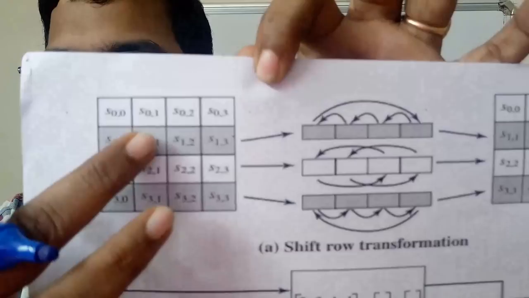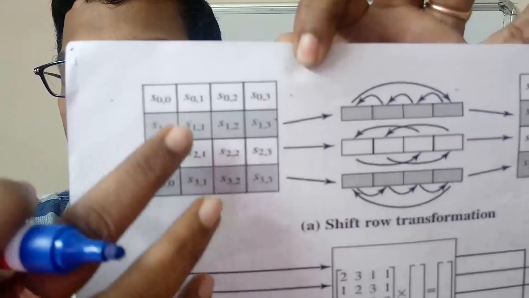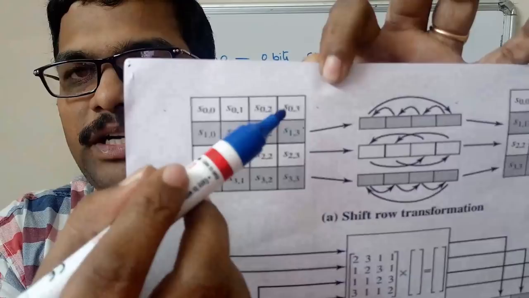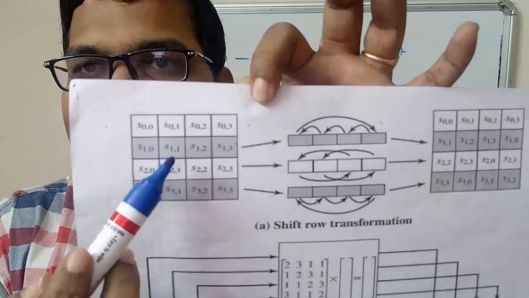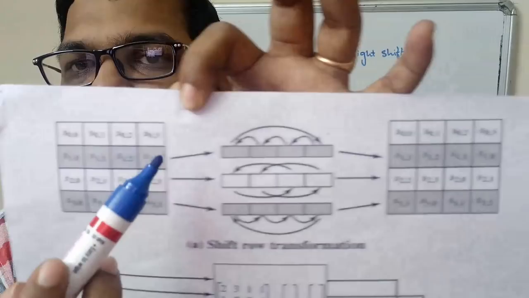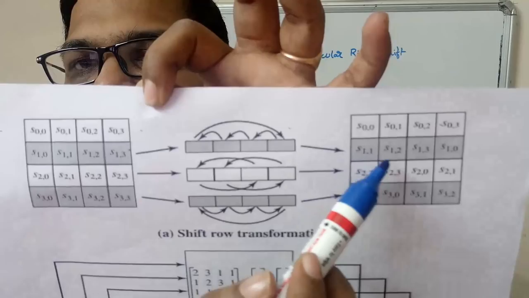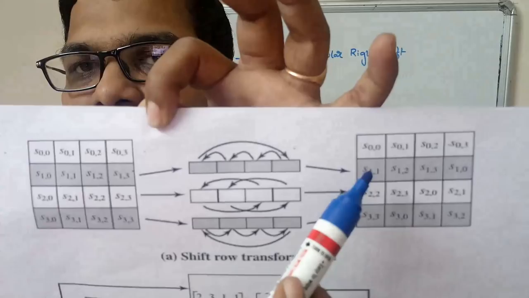So if you observe here, this is the state matrix which is given as input to the shift rows. So 00, 10, 20, 30, 01, 11, 21, 31. And as it is the 0th row, 0 bits should be shifted. So this is the output after performing the shift operation. So no change, because the row number is 0, we should not shift any bits. It is a row 1, we have to perform 1 bit circular right shift. So after circular right shifting 1 bit, the output will be S11, 12, 13, 10. So here 10, 11, 12, 13, after performing the circular right shift, 11, 12, 13 and 10.